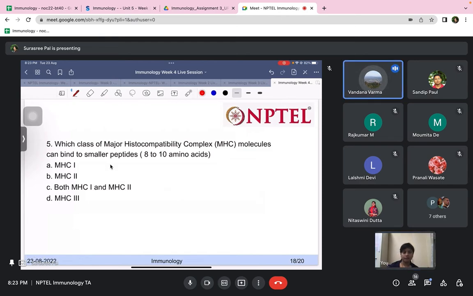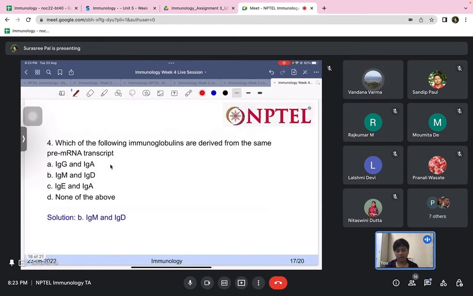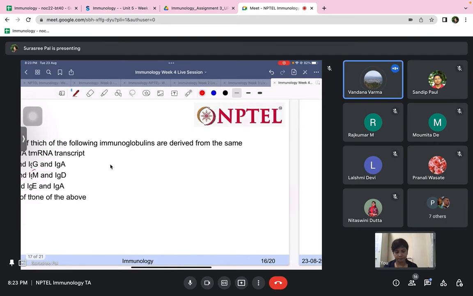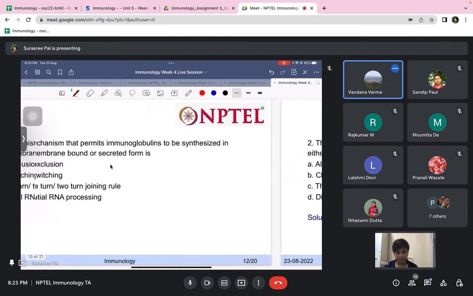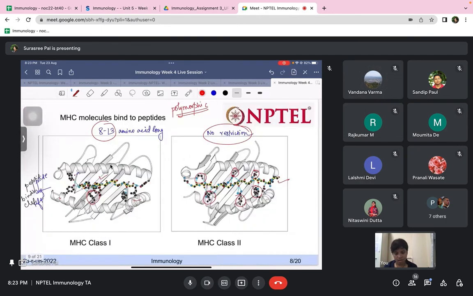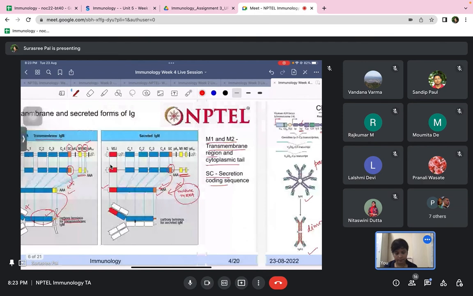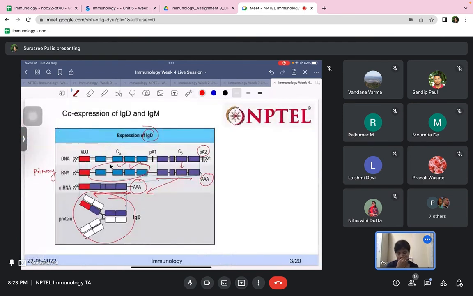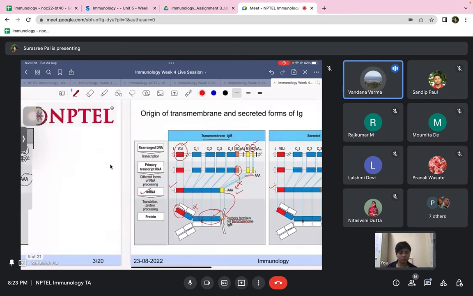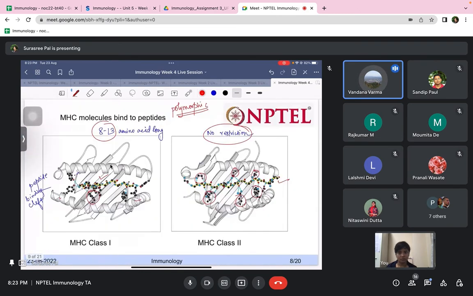Ma'am, can we discuss the previous question once? Yeah, I'll just show you the slide once. See? This IgD. I understood that the B option is correct, but what is wrong in the A option that says G and A? Because G, E, and A are also there in the single transcript. No. Remember this, that they are not.